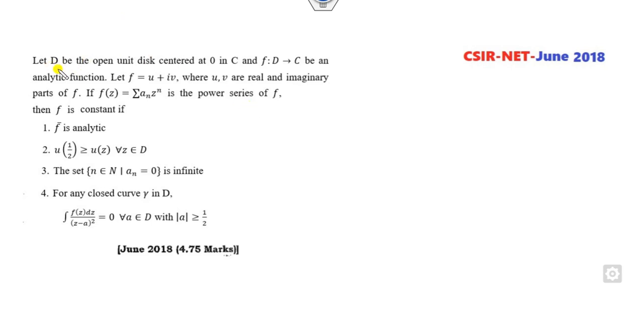Okay, look at this one. Capital D is the open disk centered at 0, the open unit disk. Fine. f is a mapping from capital D to C and is an analytic function. So f is given to be an entire function. Fine. f here is a power series. Okay, that's why again I consider this example in this lecture, because it's given as a power series.